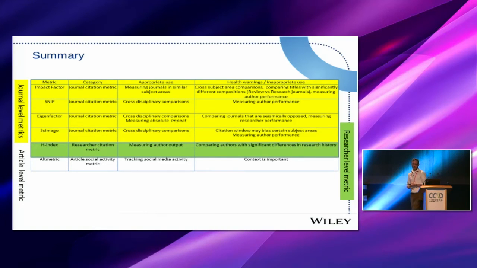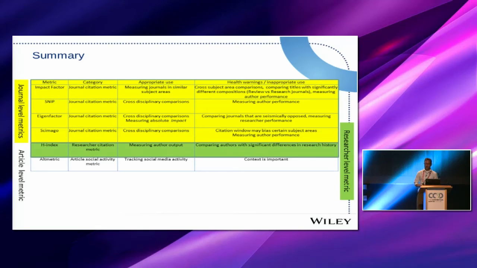The SNIP is really good for measuring cross-disciplinary areas, but once again, shouldn't be used to measure author performance. The Eigenfactor and the SJR, well, the Eigenfactor, be careful if you're comparing journals, because if they're seismically opposed, you're going to get very different results. It's not very good at comparing journals with very, very different sizes. What it is good for is measuring the absolute importance of a journal. The Eigenfactor is quite good for cross-disciplinary comparisons.